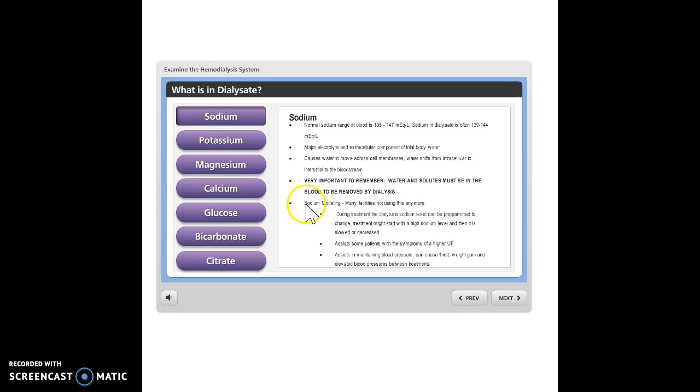You'll want to focus on the sodium modeling. It's not really used in facilities a whole lot anymore. Sodium and water go hand in hand. Sometimes people have a hard time removing extra fluid that needs to be taken off, so what they do is increase their sodium level. By doing that, they're able to remove more fluid because the blood pressure will increase. The risks of doing this are weight gain, thirst, and even elevated blood pressures. Like I mentioned, a lot of facilities aren't doing this anymore.